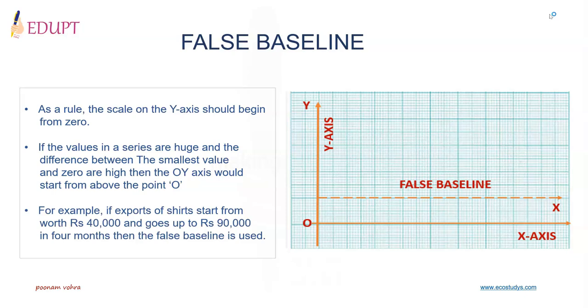For example, if exports of shirts start from worth rupees 40,000 and goes up to rupees 90,000 in 4 months, then false baseline can be used. Then in that case, one can have a kink here, or this point can represent 40,000, and after that 50,000, 60,000, 70,000, 80,000 and 90,000.